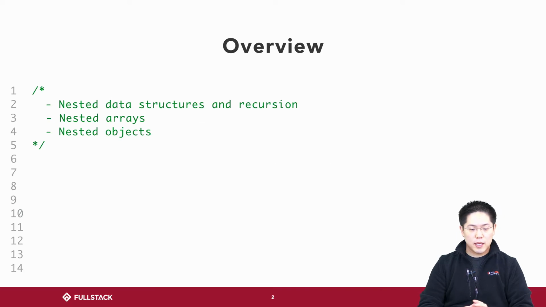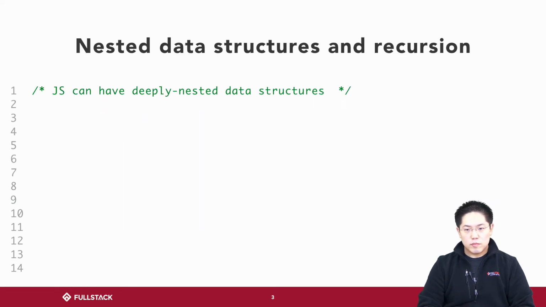recursion, part 2. So we're going to look at nested data structures and recursion. Nested data structures require us to do things that we can't implement with a for loop. Then we'll look at nested arrays and nested objects. Like many other languages, JavaScript can have very deeply nested data structures. And what does that mean? It just means data structures inside of data structures, right?